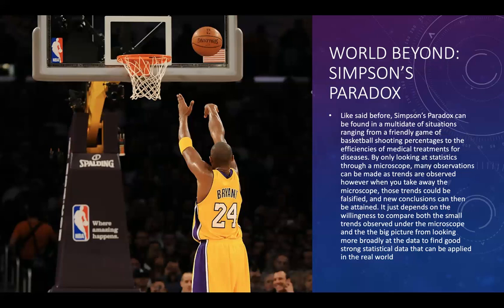It just depends on the willingness to compare both the small trends observed under the microscope by looking at each subsection individually, and the bigger picture if you put them all together and see overall which one's better. Then strong statistical data that can be applied in the real world can be attained. So basically, look at both and form your findings that way instead of just looking at one.